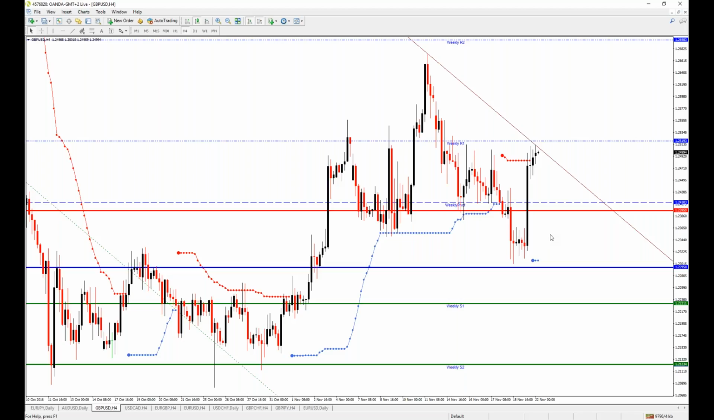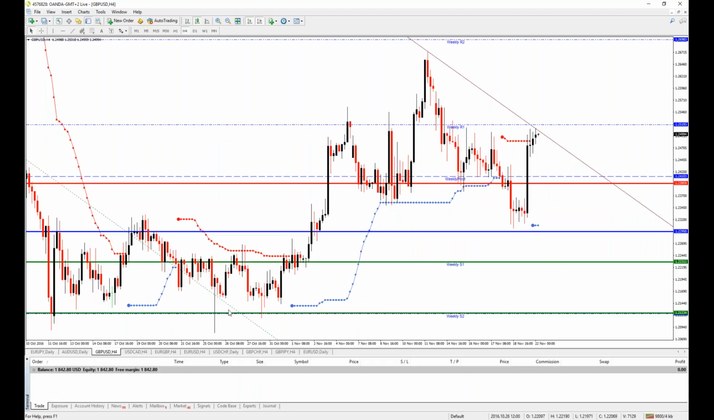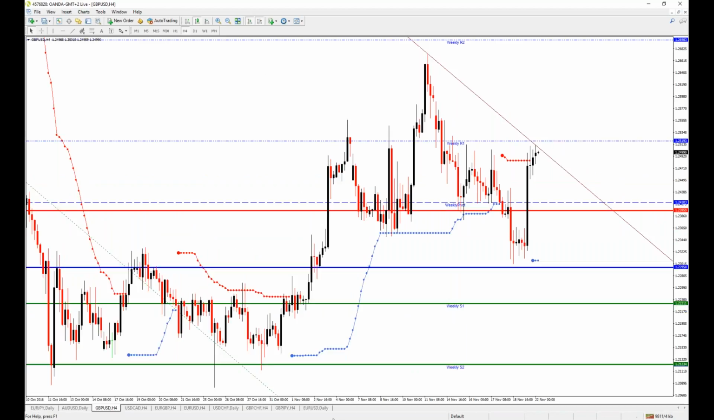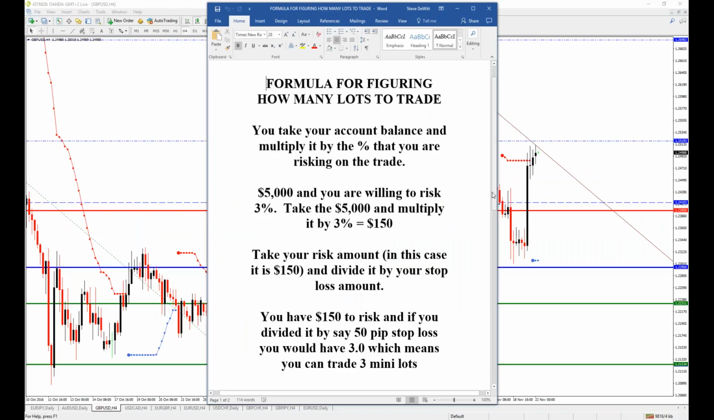lots I can trade. Okay, so the first thing I want to do is go look at the balance of my account. Okay, the balance of my account is $1,842.80. All right, now I know the balance. Now I can come to my worksheet here. If you want this worksheet, email me and I will send it to you. It's a very simple worksheet. It's what we use to figure out how many lots to trade.